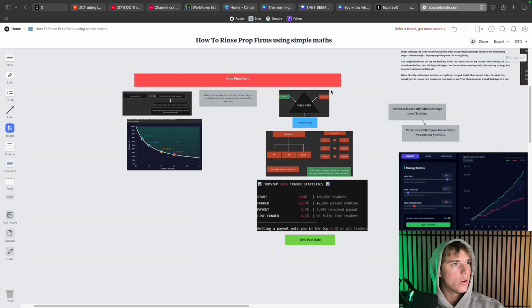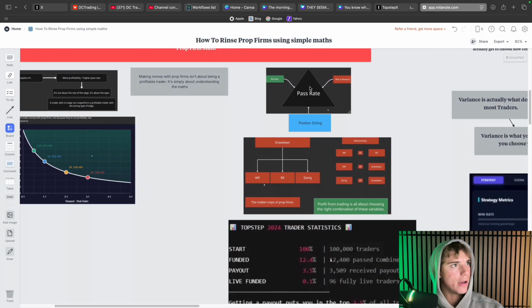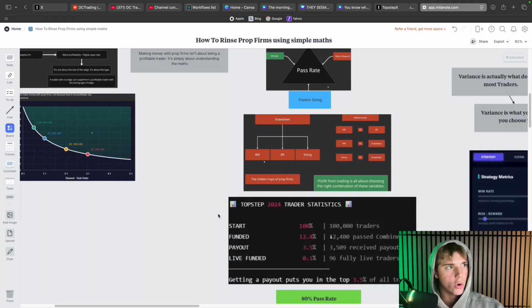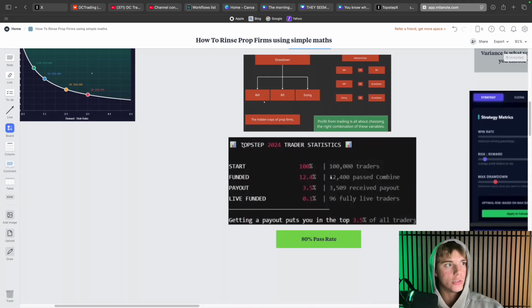As we can see right here, the pass rate of a prop firm depends on 3 factors: your win rate, your risk to reward, and your position sizing. According to 2024 Top Step Trader statistics, only 12.4% actually pass a funded account. Out of 100,000 traders, only 12,400 actually pass. And only 3,500 of those 100,000 traders actually get a payout. And that's why it's super important to be able to determine the difference between an A plus and a B setup.